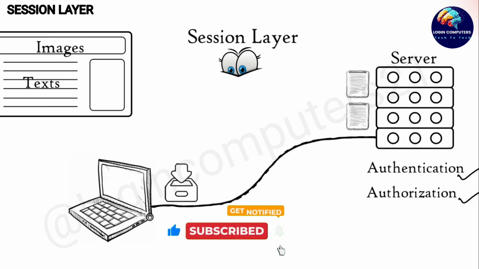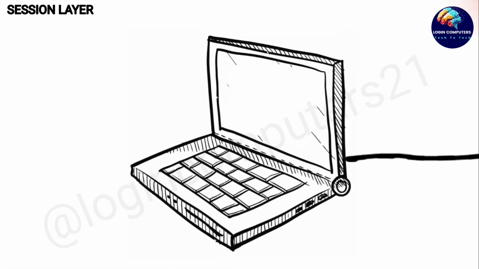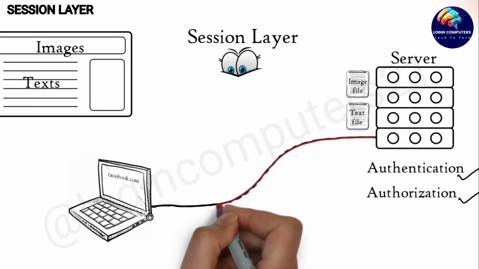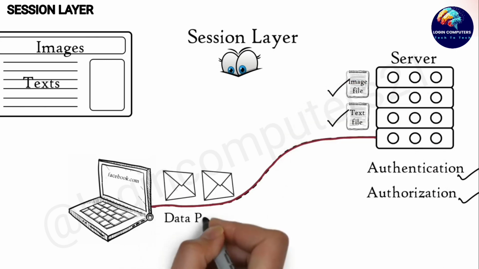This text and image are stored as separate files on the web server. When you request a website in your web browser, it opens a separate session to the web server to download each of these text and image files. These files are received in the form of data packets.